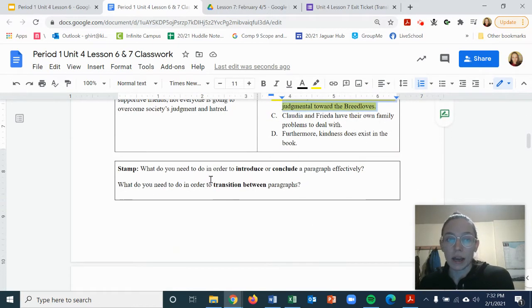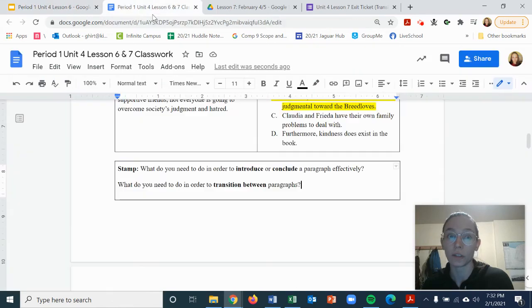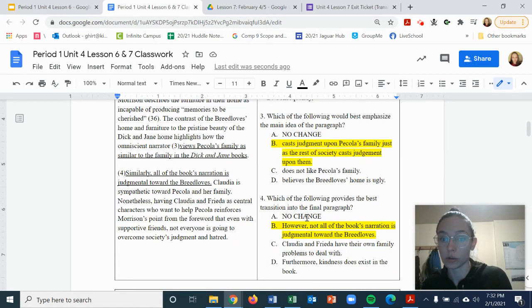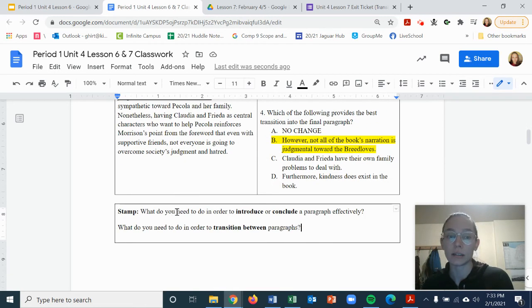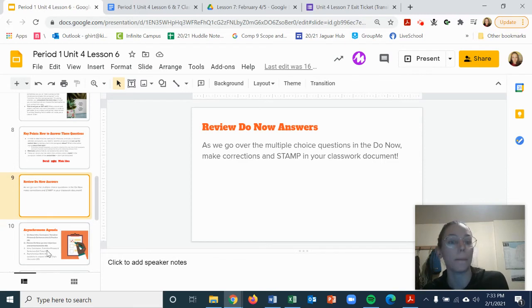Okay, so right now, what I want you to do is stamp. What do you need to do in order to introduce or conclude a paragraph effectively? And what do you need to do in order to transition between paragraphs? We got some key points in the slides here. You can go back and look at that. You can think through what I just talked through, what we had to do to answer these questions, and stamp right now. Pause. Stamp in your classwork document. Answer these 2 questions. Okay, hopefully you stamped. I will be looking for your stamps, so don't skip it.